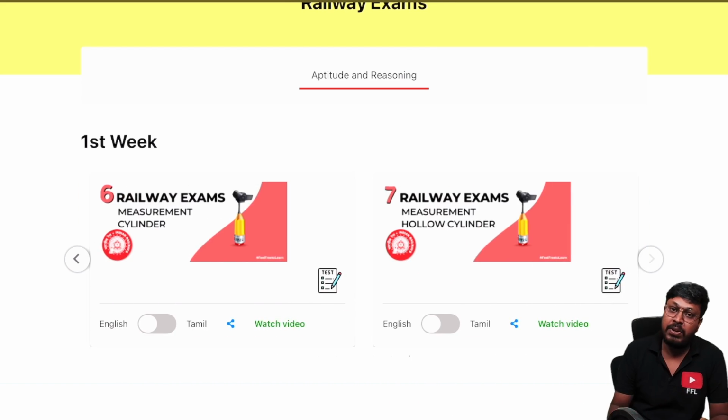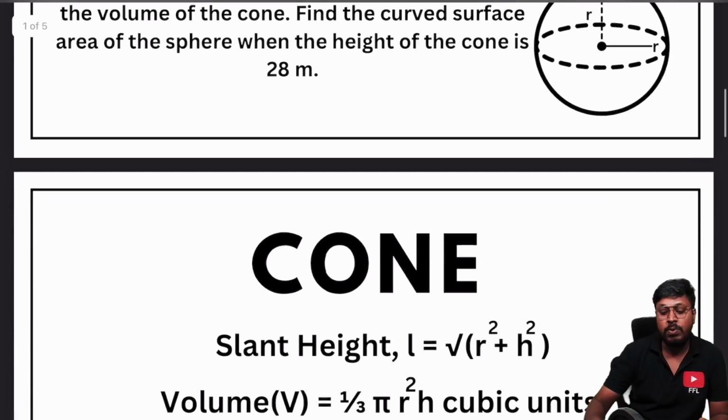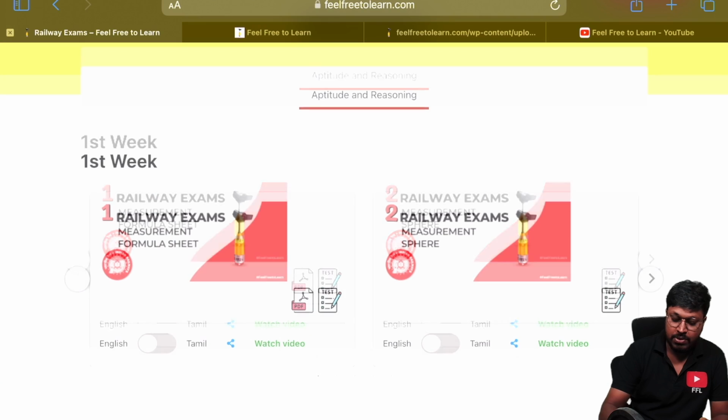Under each tab, at the corner of the image, you can see PDF as well as test. Once you click on the PDF, here is the formula sheet PDF. So you can download the formula sheet PDF. It will be easy for you, students, those who are learning.